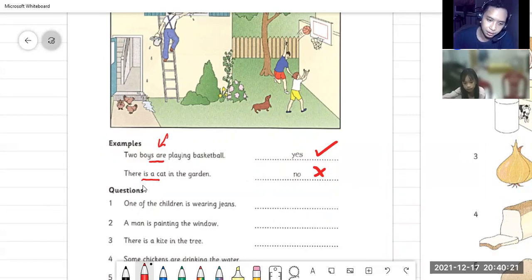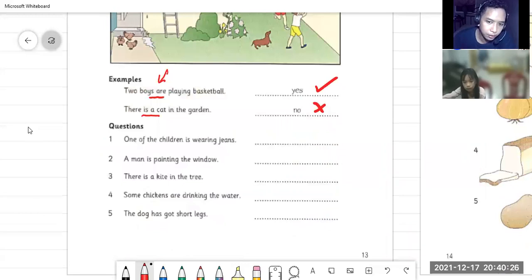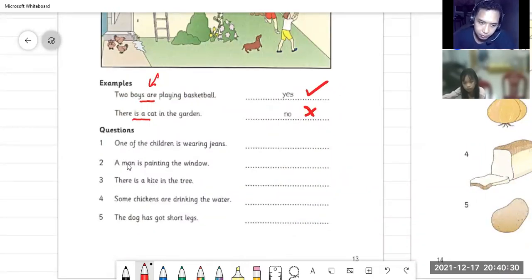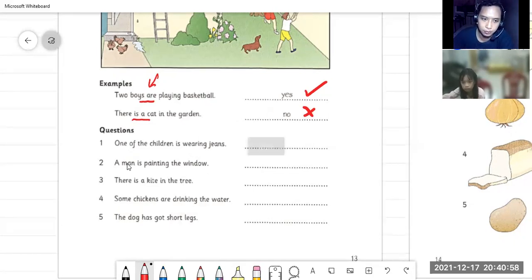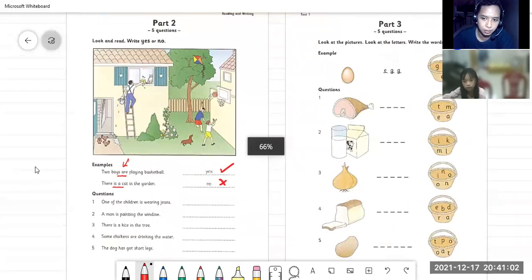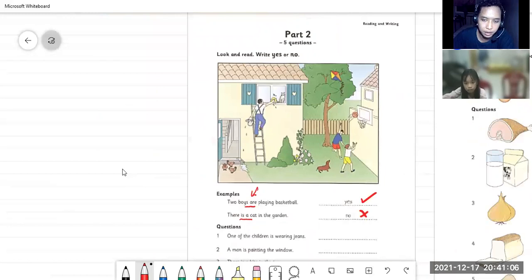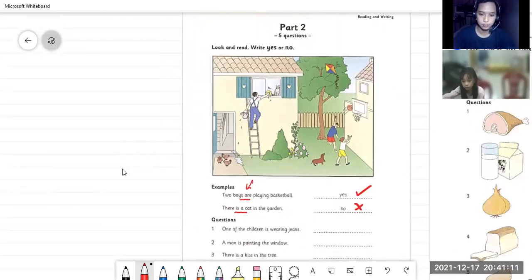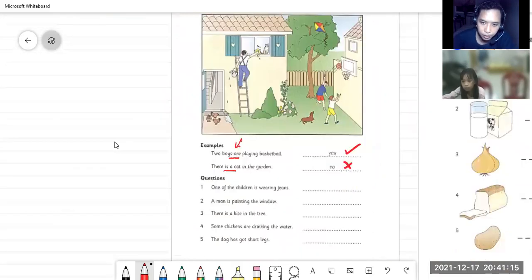Okay. Next, questions 1, 2, 5. Okay, can you read this? Can you say, okay, can you say? One of the children is wearing jeans. Please repeat after me. One of the children is wearing jeans. Yes or no? No. Yes, no. The answer is no.